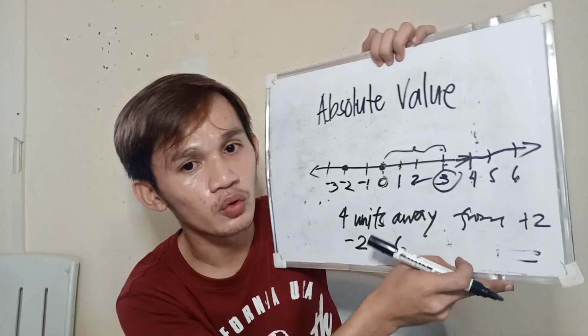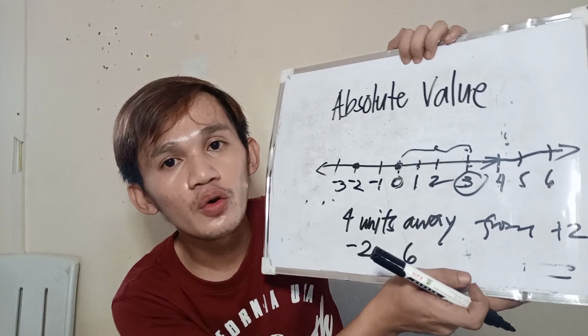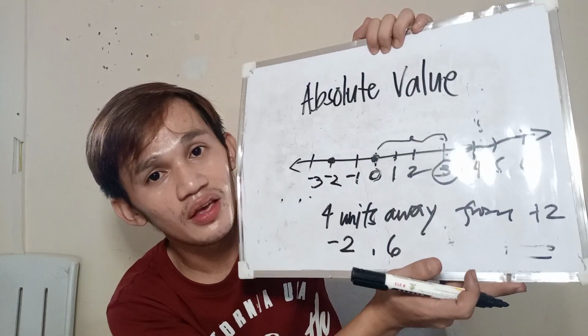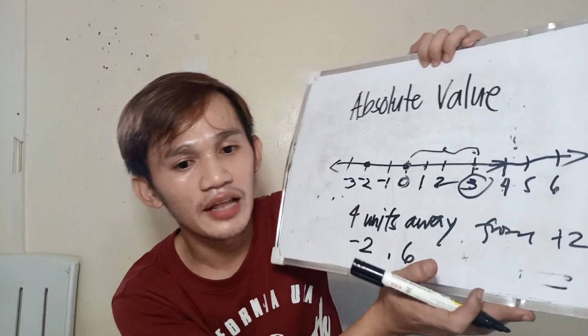So you're just going to count to identify those numbers that are units away from the given number. Okay?